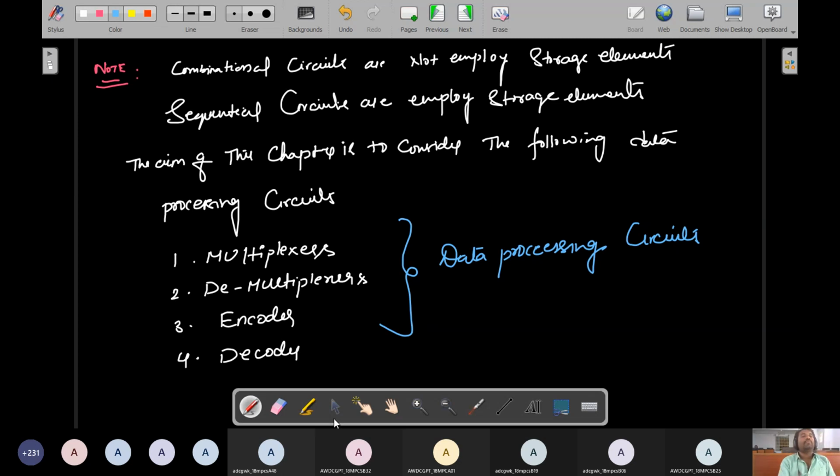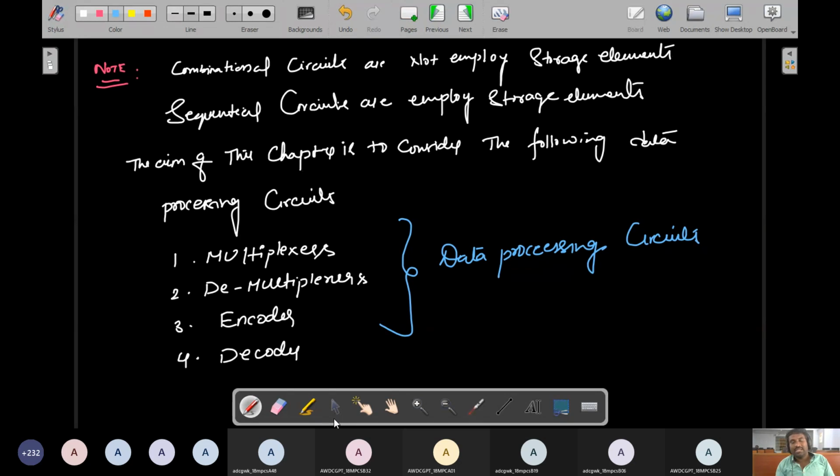Please note everybody, combinational circuits are only a combination of logic gates. Whatever input is given to these combinational circuits is operated on inside the circuit using logic gates. Those logic gates operate on the input variables, and according to our requirement we get the outputs. But sequential circuits employ storage elements.